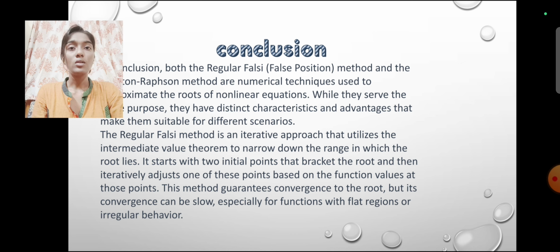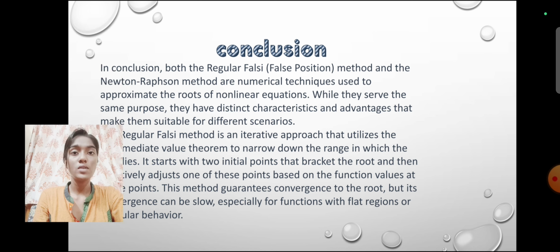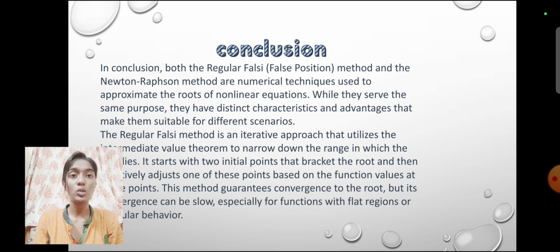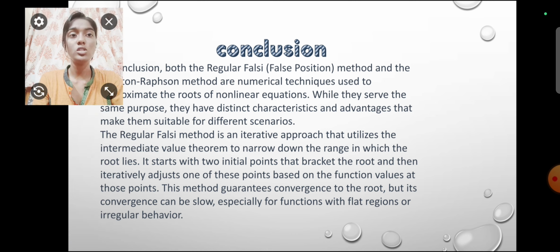Conclusion. Both the regula falsi method and the Newton-Raphson method are numerical techniques used to approximate the roots of nonlinear equations. While they serve the same purpose, they have distinct characteristics and advantages that make them suitable for different scenarios. The regula falsi method is an iterative approach that utilizes the intermediate value theorem to narrow down the range in which the root lies.